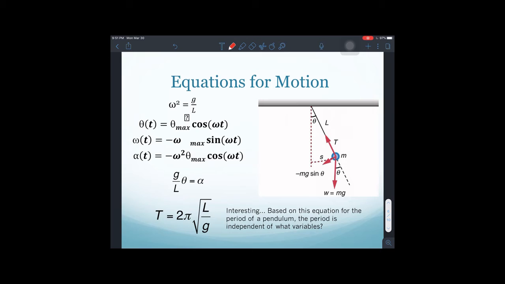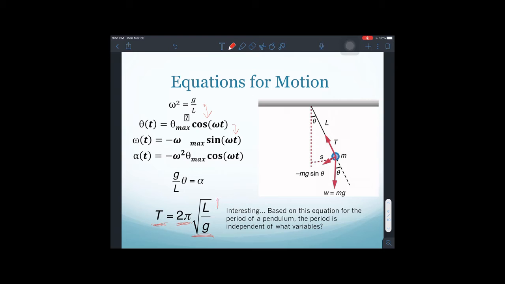So, how do we calculate the period, or the time it takes for a pendulum to swing back and forth? What matters, what doesn't? Well, we can start with this equation, and knowing what we know with some trig, we can deduce that the period is simply equal to 2 pi times the square root of L over g. Well, what does that mean?